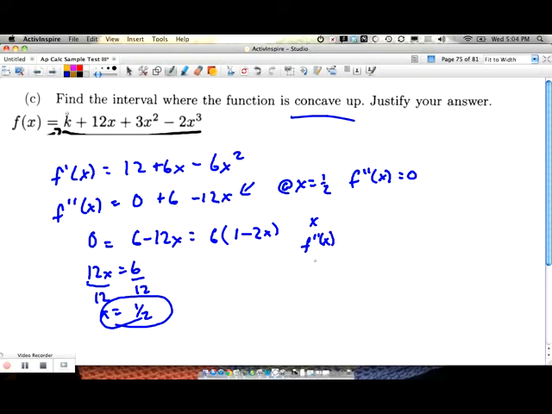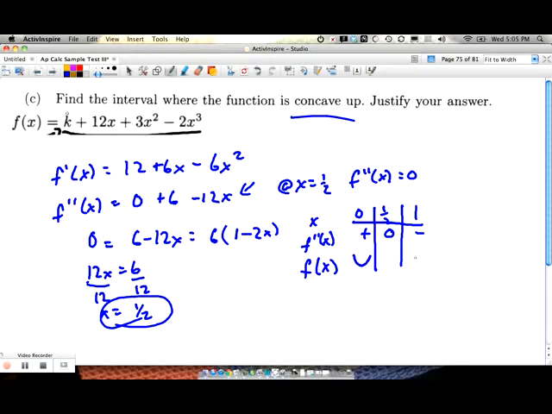We're at 1/2. We want to look at something before that, so maybe 0, and something after that. Let's say 1. So before 1/2 would be 0. If I plug in 0 into here, that's just 6. So that's positive. And if I plug in 1 into here, that's going to be negative. And in the middle, it's 0. So that means before 1/2, my second derivative was positive. That means I'm going to have an upward concavity. And then afterwards, I'm negative concavity.